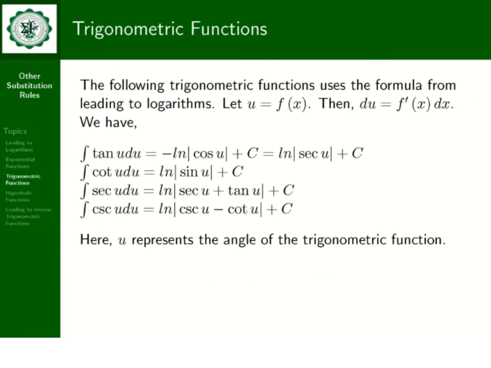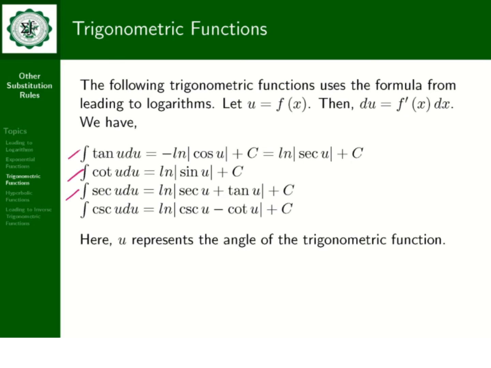We now introduce other formulas for trigonometric functions. We have integral of tangent u du. This is equal to negative ln of the absolute value of cosine of u plus c. This is also the same as ln of the absolute value of secant u plus c. Next, integral of cotangent of u du. This is equal to ln of the absolute value of sine of u plus c.